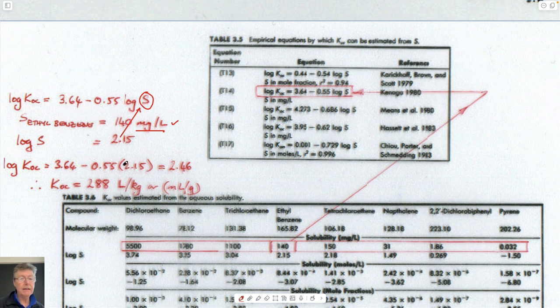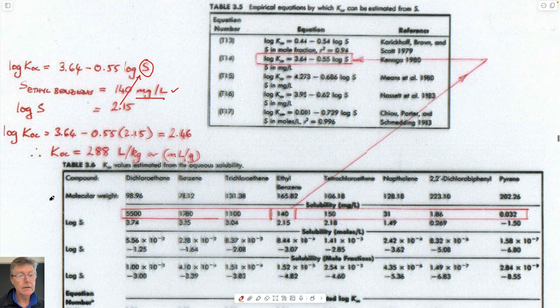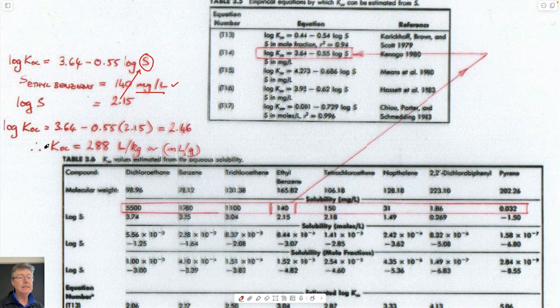You do the rest of the math, and you come out with a log organic carbon partition coefficient. If you anti-log it, just by taking 10 to the power, something to the power 2.46 must be somewhere between 100 and 1,000, right? Because of the powers. It's 288 liters per kilogram or milliliters per gram. And so that's all that's done.